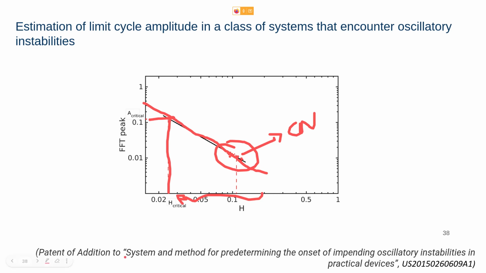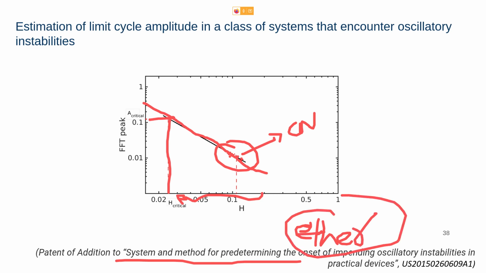That's what people have used, and Professor Sujit has a patent on this for system identification and determining the onset of impending oscillatory instabilities in practical devices. They have a software called Ether, where they try to do this live prediction of oscillations in the system. It's a patented software that you can use to predict the high amplitude oscillations in the system with this combustion noise data alone. So that's a significant step towards predicting and getting precursors, and predicting the amplitude of an oscillation with the stable operation data alone.